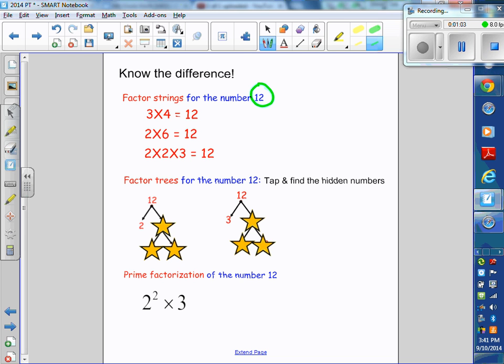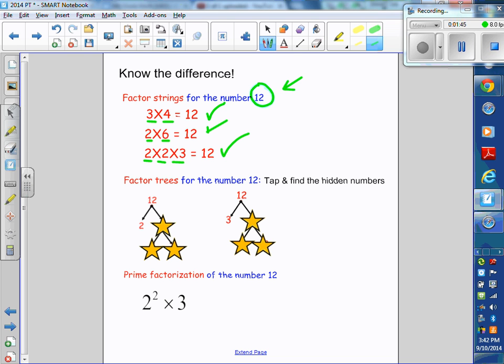For example, this is a factor string. 3 times 4 is a factor string because 3 times 4 equals 12. So we call that a factor string. And another factor string is just 2 times 6 because 2 times 6 equals 12. Those are kind of short factor strings. You could also make the string longer, stretching it out by saying 2 times 2 times 3 is 12. So that's another factor string. So a factor string is just a string of numbers that are multiplied together to give the desired result.